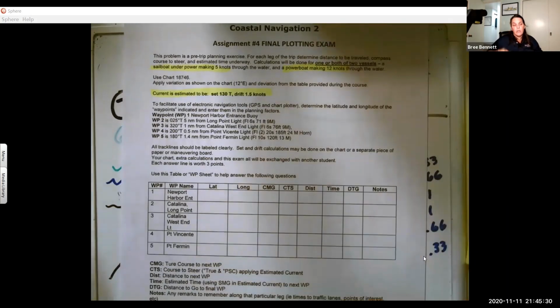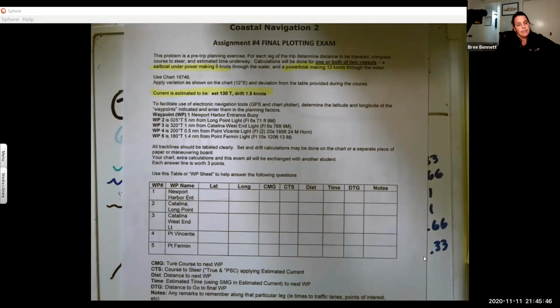And then we're going to go into a little lecture on electronic navigation, mainly GPS. I added a little bit about navigating at night, and that's a wrap.